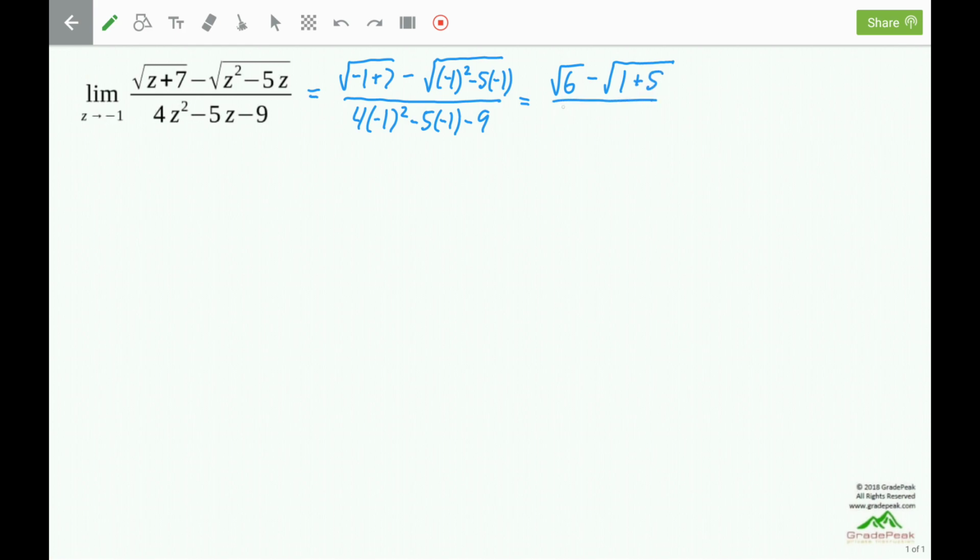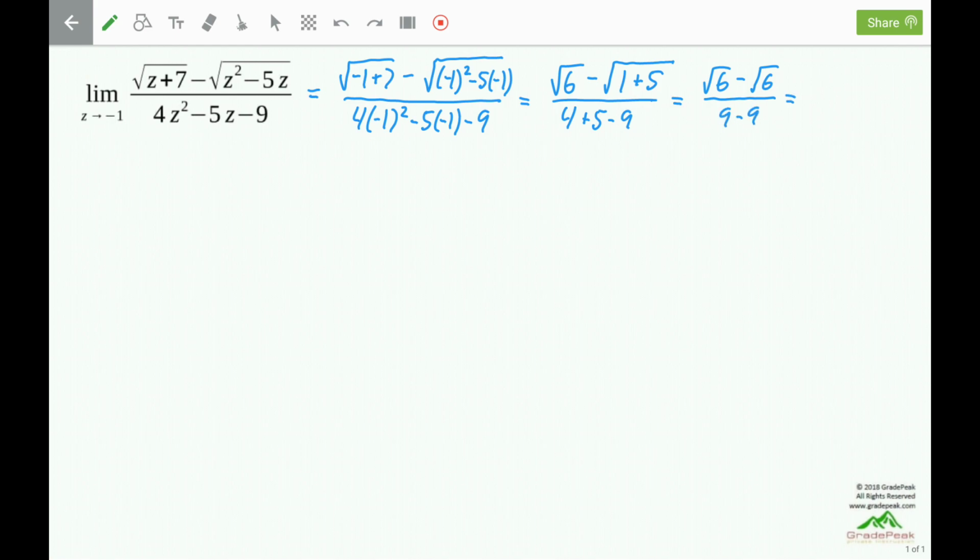In the denominator, -1 squared is 1, times 4. -5 times -1 is a positive 5. And then minus 9. In the numerator, we have root 6 minus the root of 1 plus 5, which is 6. In the denominator, 4 plus 5 is 9.